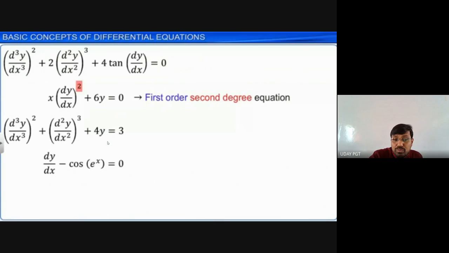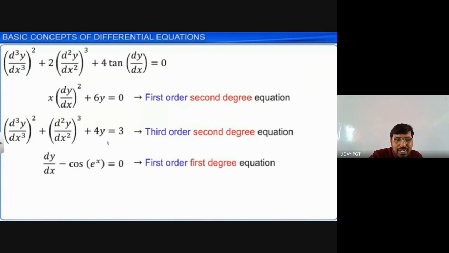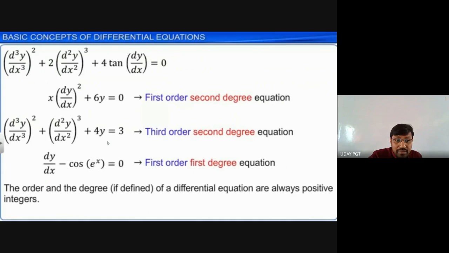The second one is a differential equation with first order and second degree. The third one, as we already discussed, is third order second degree. And this one is a first order first degree differential equation. But the order and degree of a differential equation are always positive integers.